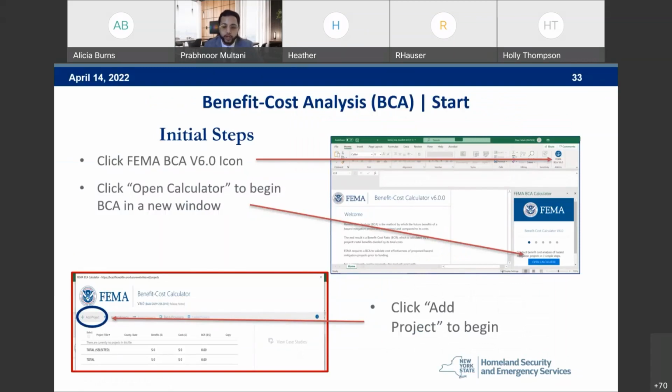The initial step will be to go ahead and click that FEMA BCA v6.0 icon. Once you do, a little side window opens right below it. You click on that blue Open Calculator button, and that will open up a new window. That's going to be the FEMA Benefit Cost Analysis Calculator. You click the plus Add Project button, outlined with that red arrow there. Once you do that, you'll be able to start entering your project details, name, title, etc. Next slide, please.